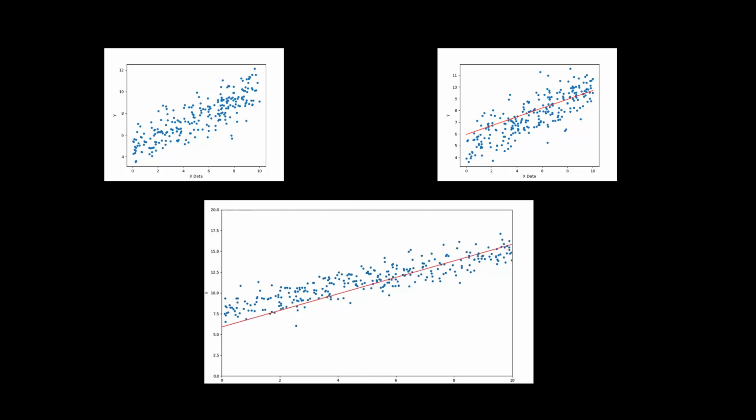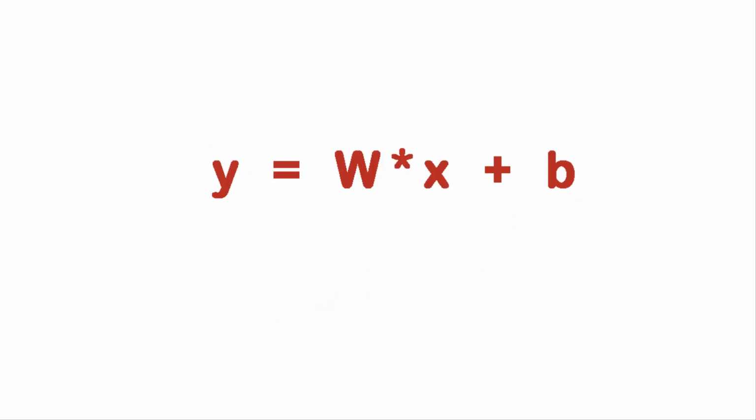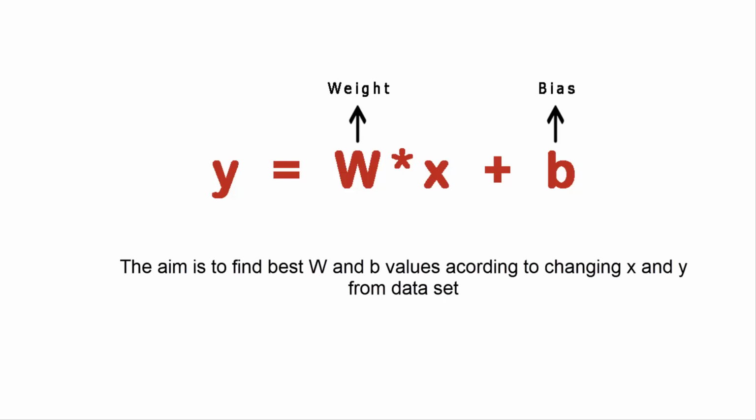Regression example is a really good point to start machine learning. We will just create some random data and then try to estimate the best fit, or the best linear equation, for this data set simply. A linear equation is used in the regression example. W is called the weight and B is the bias, which is the intersection with the y-axis, as you know. The aim is to find the best W and B values according to the X and Y from the dataset.